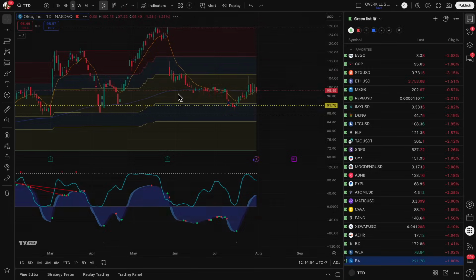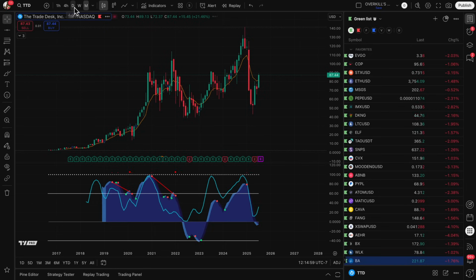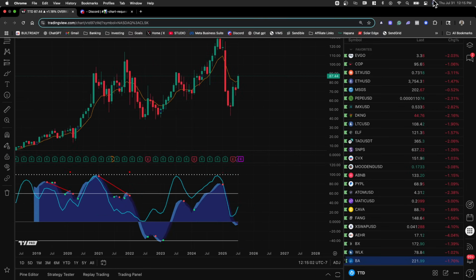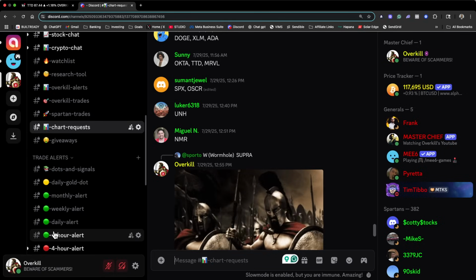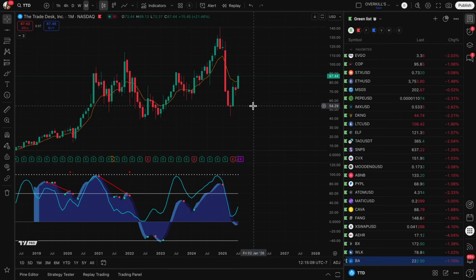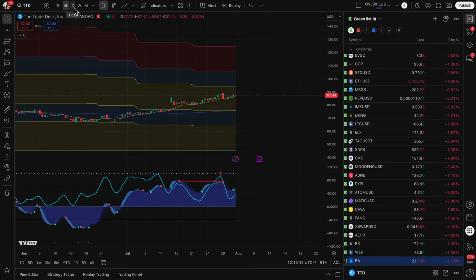TTD, the Trade Desk. Target on that's 130 to 140. No green dot on the monthly yet, but that's probably going to come here in August. You're probably going to see that here tomorrow pop up in the Discord again. We call all those monthly dots inside the monthly alerts section in the Discord. I think this one has some room to go. I'd be looking for dailies and 4 hours to enter. You got a 4-hour there the other day, but I like to buy the 4-hour dots down here technically.